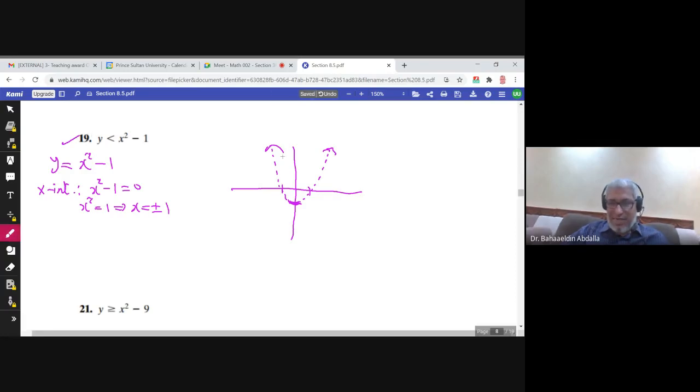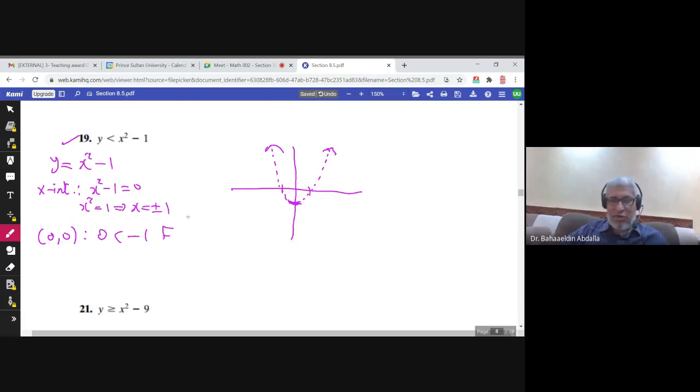Either it is inside the parabola or outside the parabola. So let us choose a test point, for example, (0, 0). This point is inside the parabola. Is the graph inside the parabola? Let us see. 0 less than 0 minus 1. Is 0 less than minus 1?